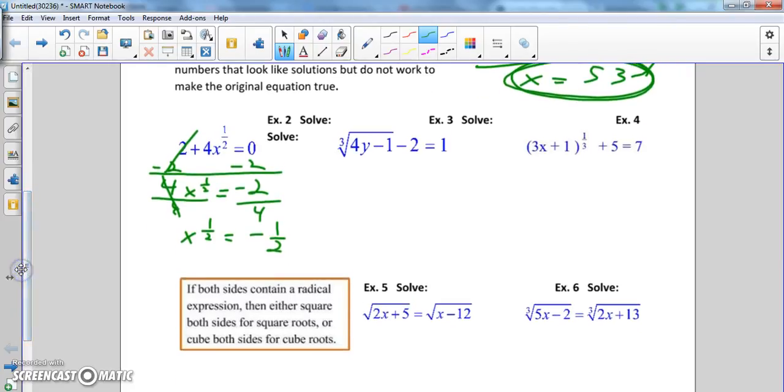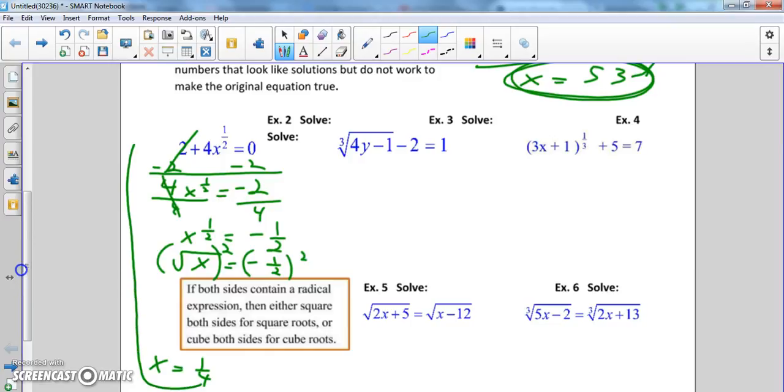Now remember, x to the 1/2, anything to the 1/2 is really the square root of x. So to get it by itself, I'm going to square both sides. Which leads me to the answer, x equals 1/4. Which I want to plug back in for my x right there.